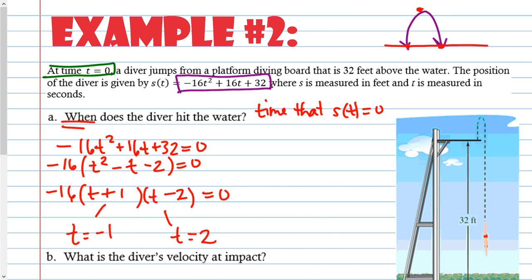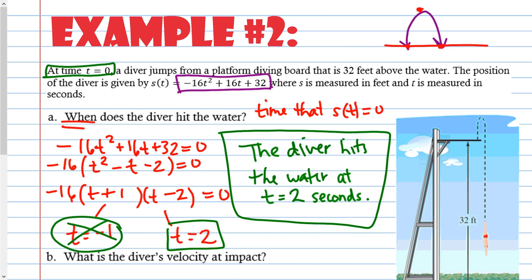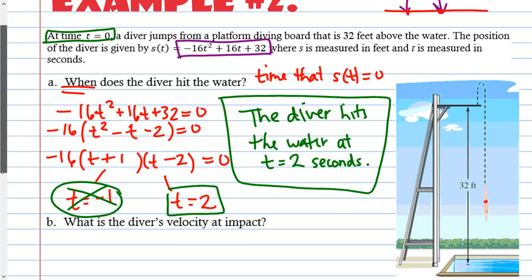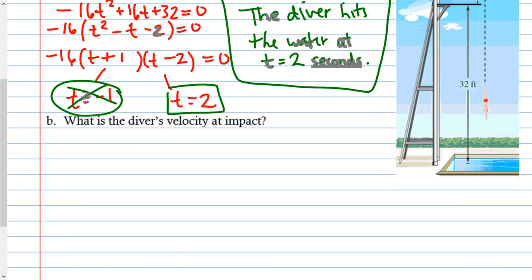Because if you recall, that is when the diver jumped. So therefore, this, nope, that's not within my domain, basically. It's not within my time interval. So this is my only answer. And there is my answer written out completely correctly, please. You actually have to be able to answer these questions in such a way that explains what your answer means. Okay, t equals 2 does me no good. I need you to be able to say the diver hit the water at t equals 2 seconds, or even just 2 seconds.